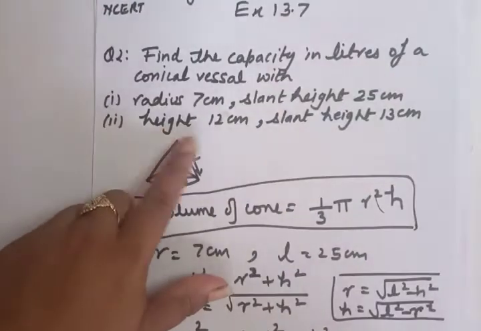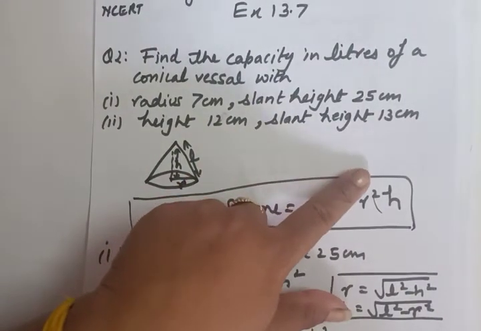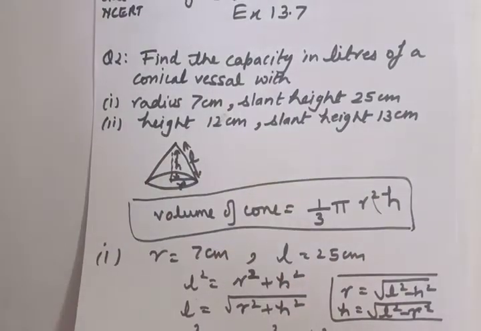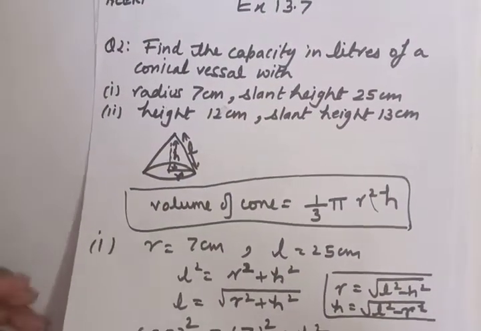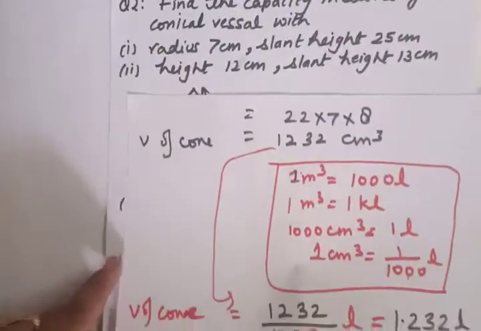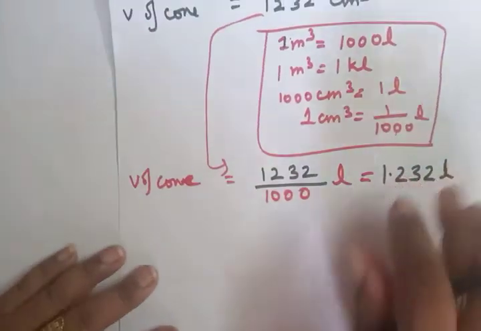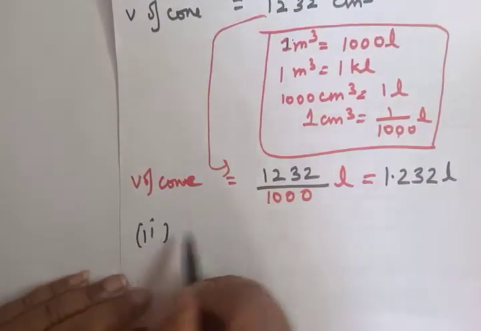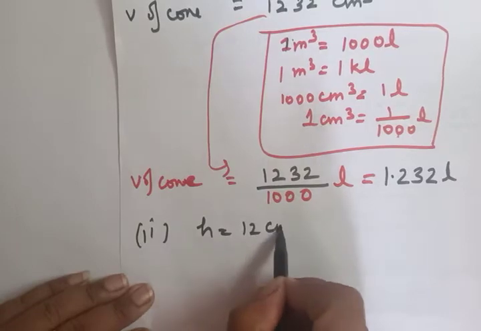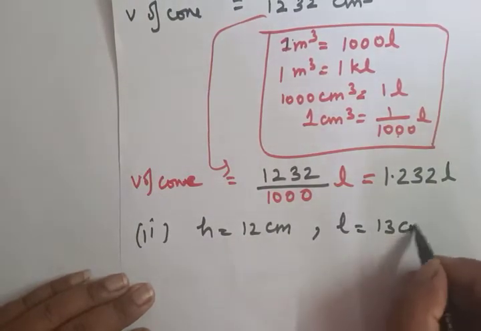Now come to the second part. In the second part, height is 12 centimeter and the slant height is 13 centimeter. Again we need to find out the capacity in liters of the conical vessel. So for the second part, we write height is equal to 12 centimeter and L is equal to 13 centimeter.